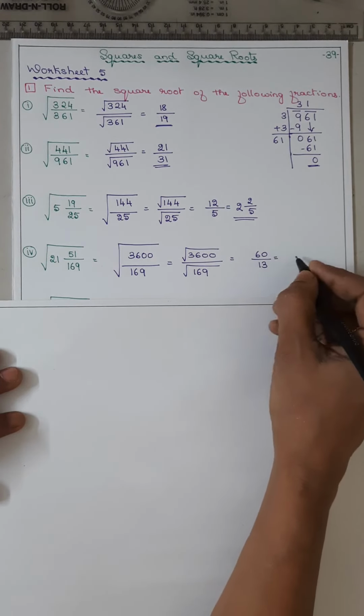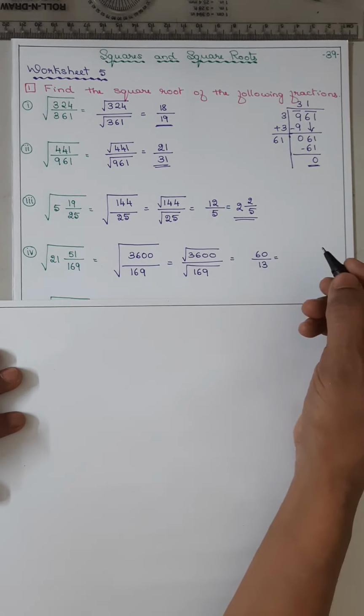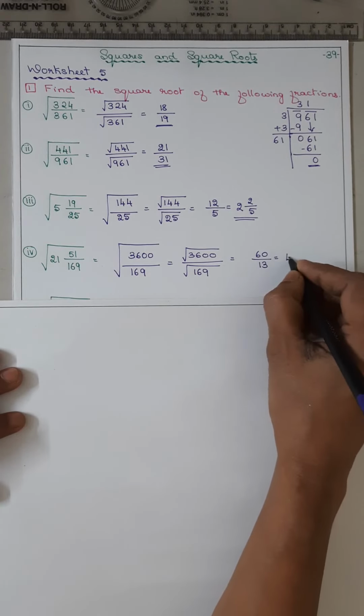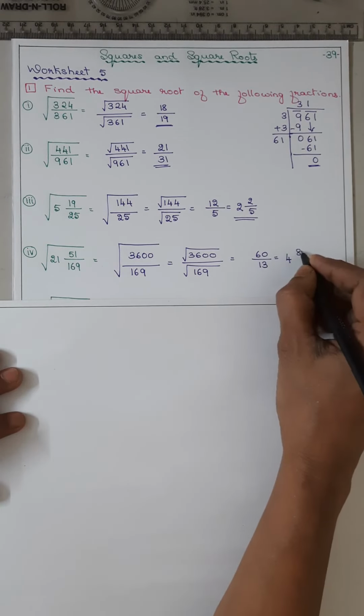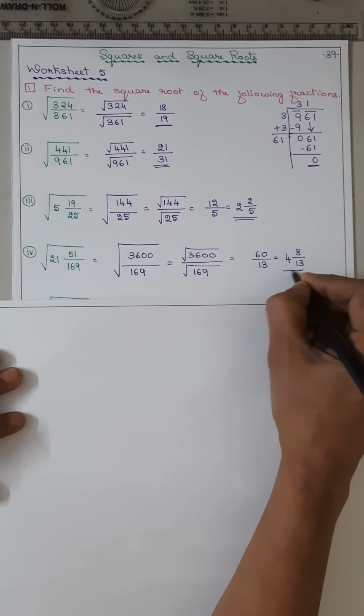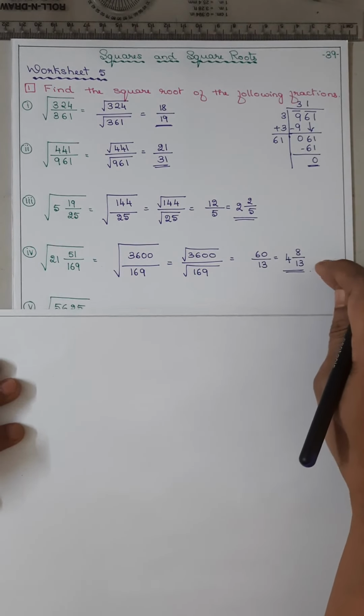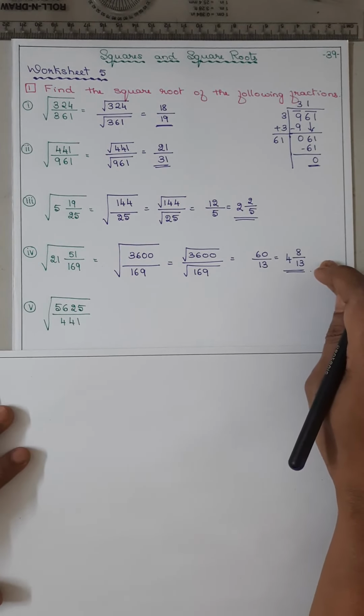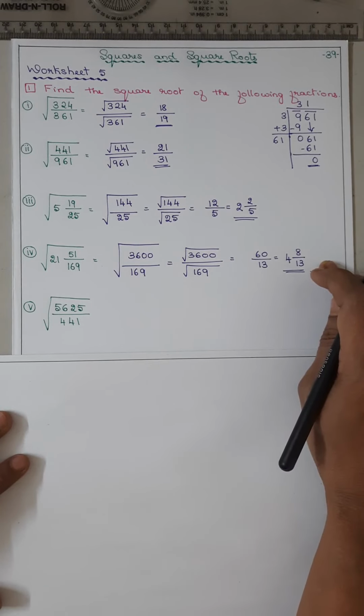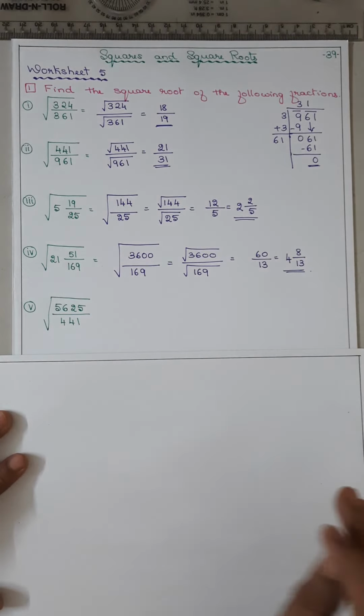Now 13, how much are 60? 13 4s are 52 and 8 remains. So I hope you understood question number 4.